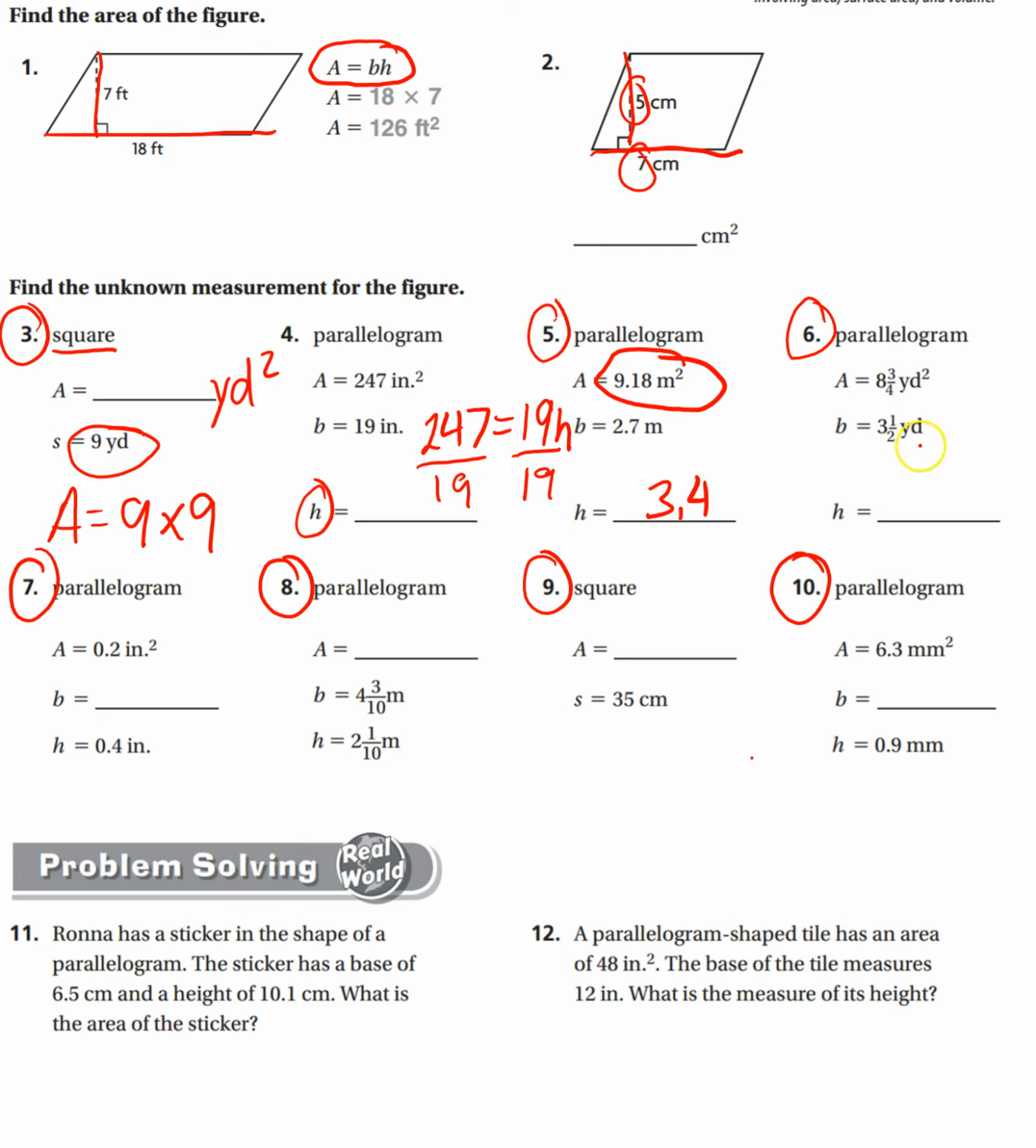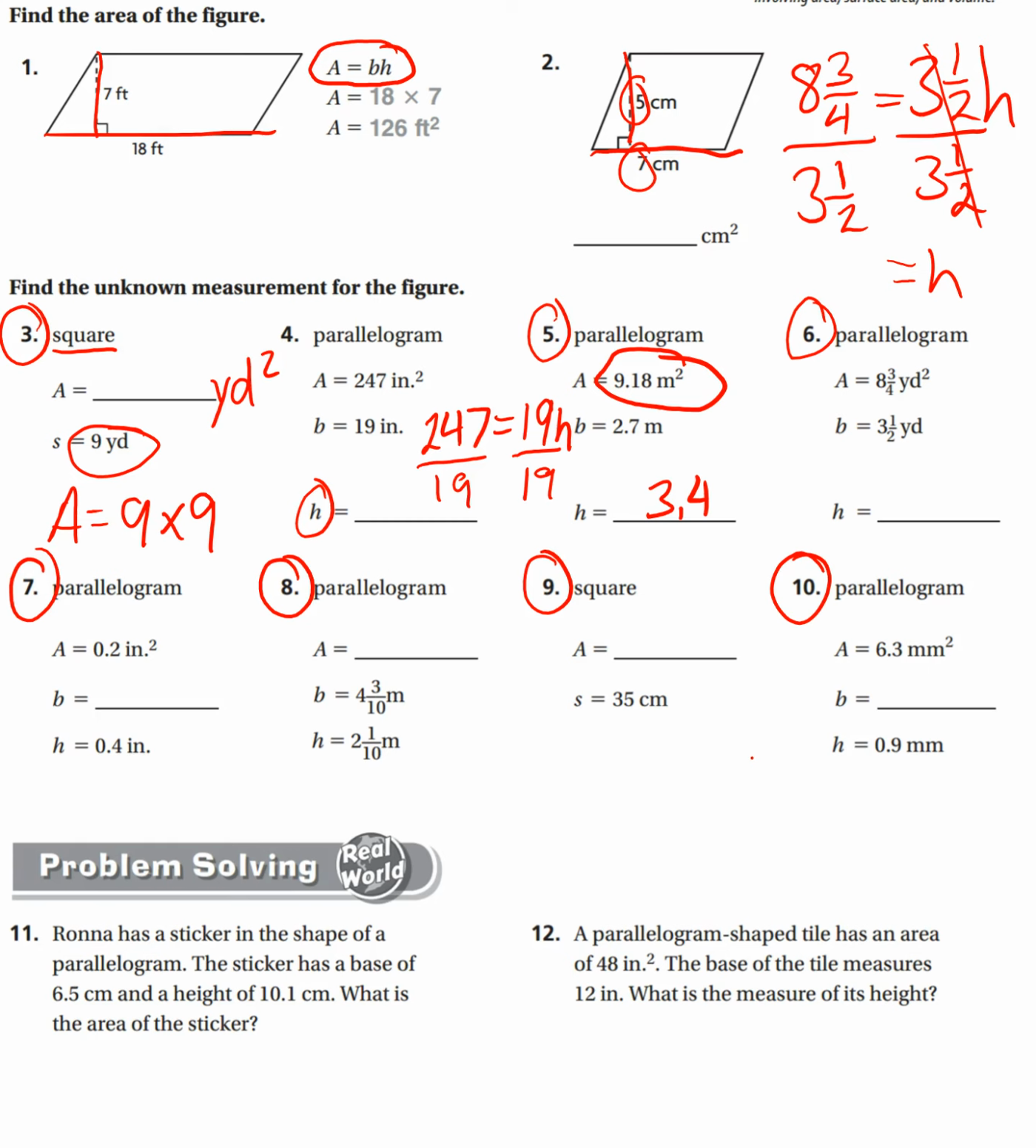Okay, here's a parallelogram. They gave us the area, 8 3/4. They gave us the base, 3 1/2, and then it's going to be times the height. So we have to divide both sides, inverse operation, divide both sides by 3 1/2. That gets rid of the 3 1/2 on this side, leaving you with just h, which is what I want to solve for. And then I divide this side by 3 1/2.